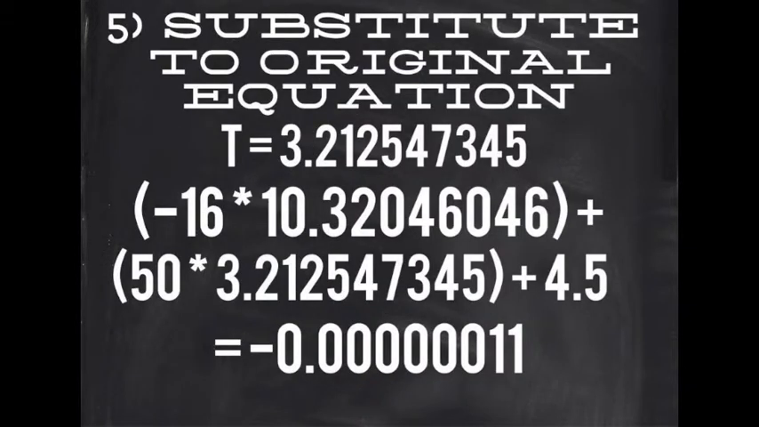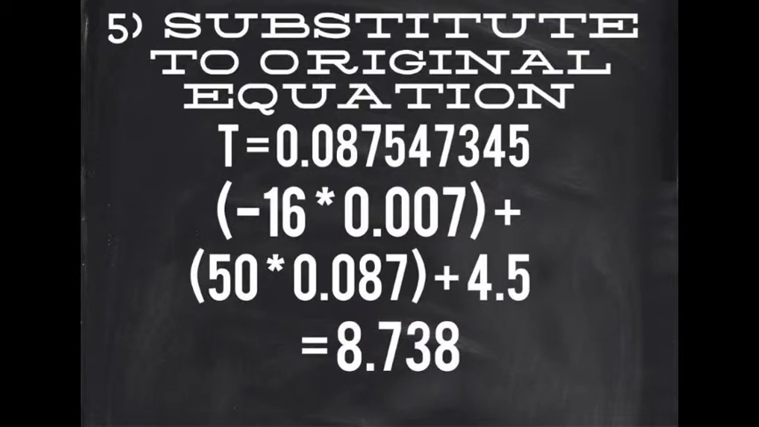Fifth, substitute to the original equation, t equals 3.21254735: -16 times 10.32046046 plus 50 times 3.21254735 plus 4.5 equals -0.00000011. t equals 0.087547345: -16 times 0.007 plus 50 times 0.087 plus 4.5 equals 8.738.